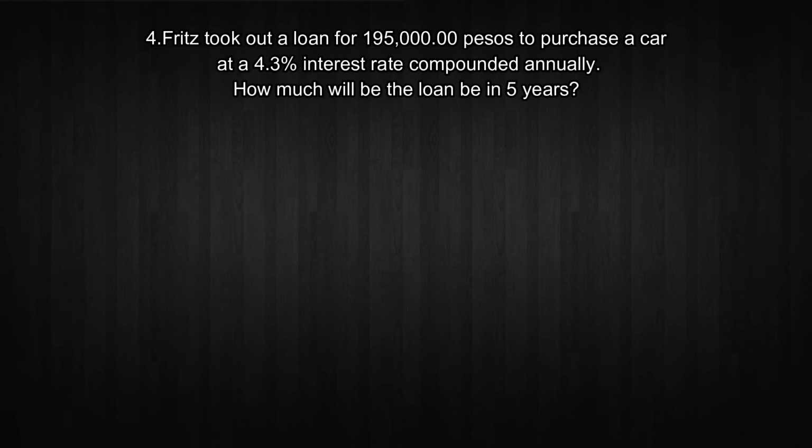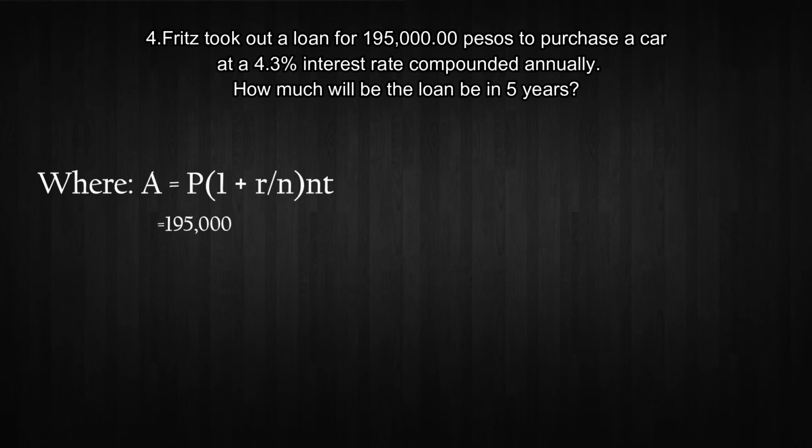Fritz took out a loan for 195,000 pesos to purchase a car at a 4.3% interest rate compounded annually. How much will the loan be in 5 years? We need to use the compound interest equation. So P is the principal that Fritz took out a loan for, 195,000. The interest rate, which is 4.3%. If we divide that by 100, that is 0.043. So basically that 4.3% is divided by 1 so that his account is credited with interest every year.